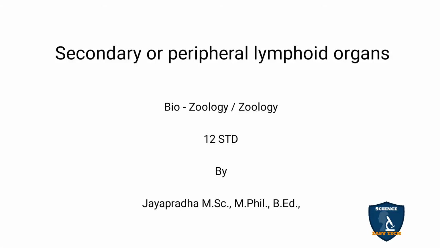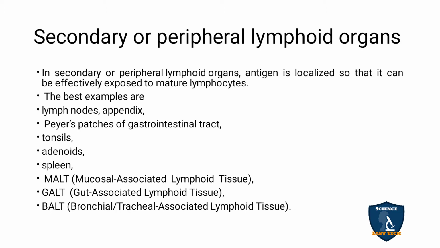The topic is secondary or peripheral lymphoidal organs. We have discussed the primary lymphoidal organs, and now we are going to discuss the secondary or peripheral lymphoidal organs. In secondary or peripheral lymphoidal organs, antigen is localized so that it can be effectively exposed to mature lymphocytes. So the antigen was localized.